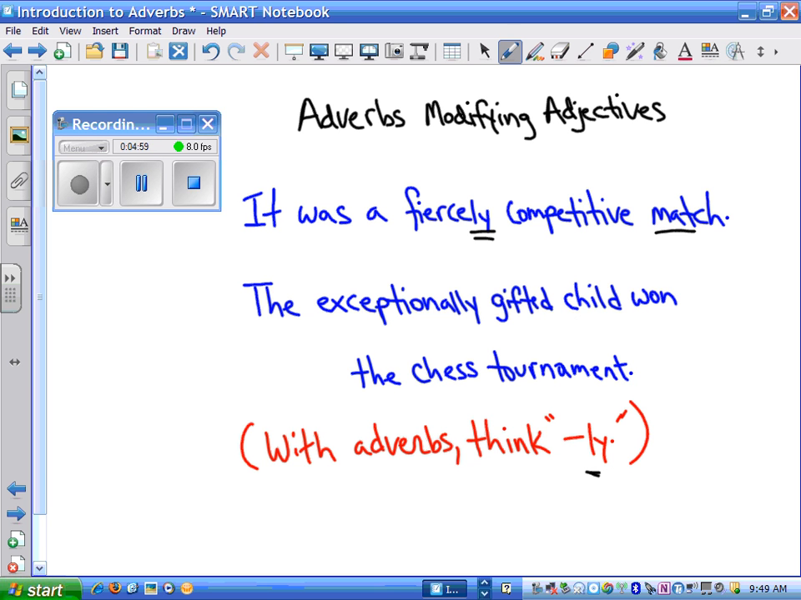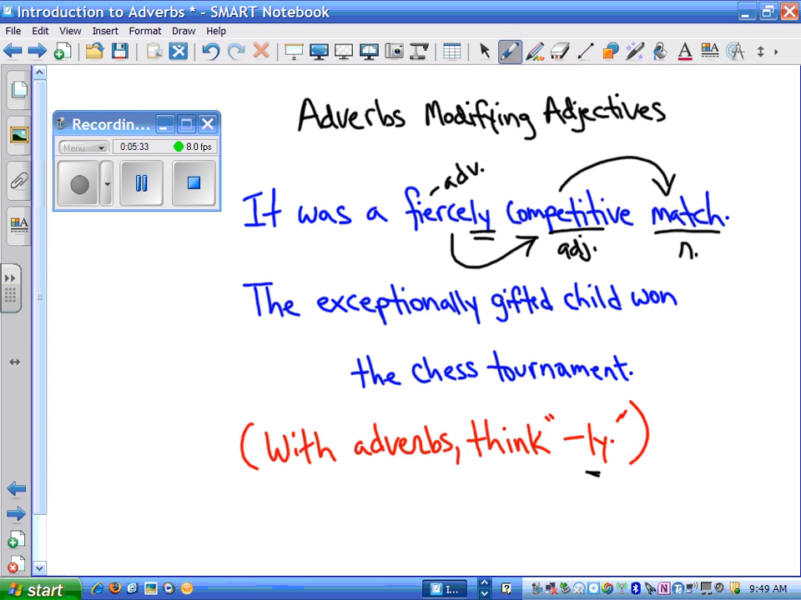Right? Now, match is our noun. And competitive is an adjective describing that noun. Now, fiercely is giving us information about that adjective, competitive. It's describing that adjective specifically, which in turn is describing that noun. Right? So this is our adverb.